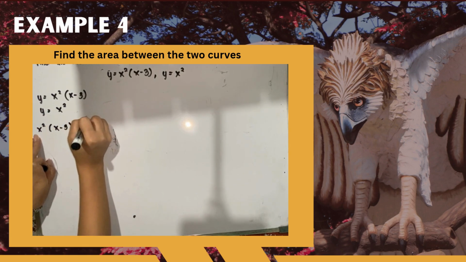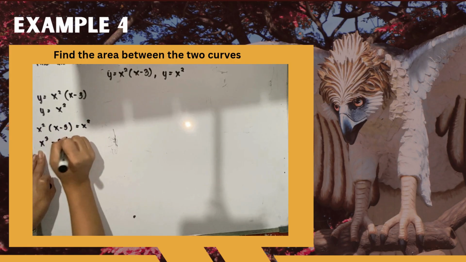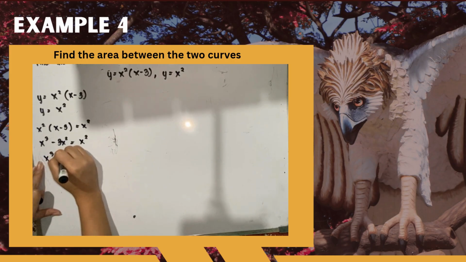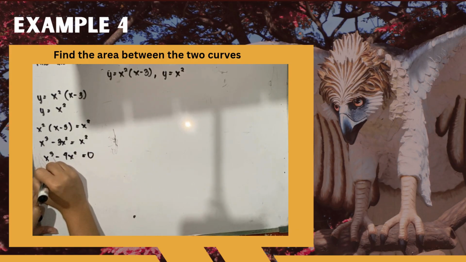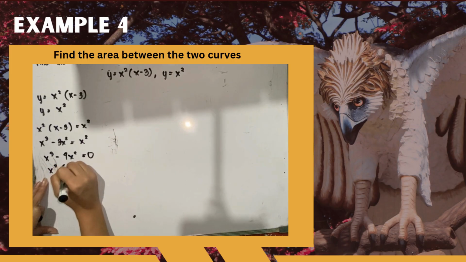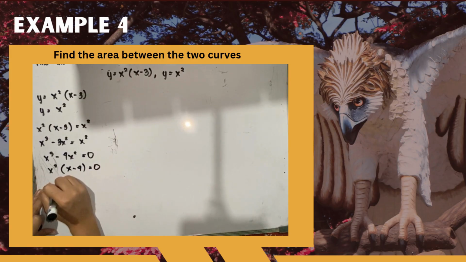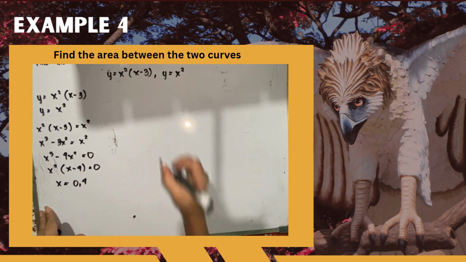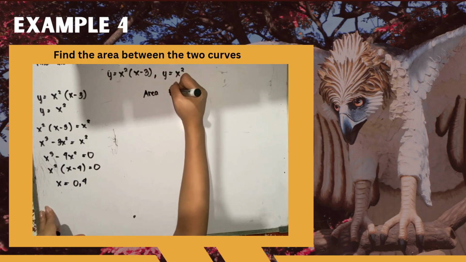So now let's simplify the equation. x cubed minus 3x squared equals x squared. And now it becomes x cubed minus 4x squared equals 0. So now we have x squared times (x minus 4) equals 0. So step 4, we solve for the bounds. We have x is 0 and 4. We have to identify the upper and the lower curve. Upper is y equals x squared, and the lower is y equals x squared times (x minus 3). And now let's set up the area formula.